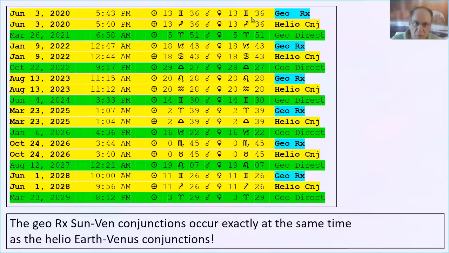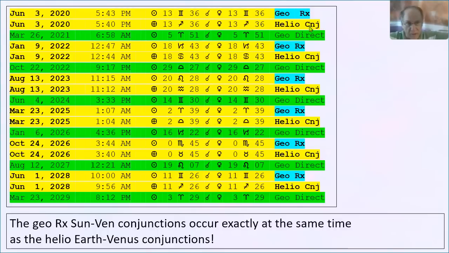And also, the heliocentric conjunctions occur at the same time as the geocentric conjunctions when Venus is retrograde. So I put the retrograde RX there, meaning Venus is retrograde. So on June 3rd, 2020, Sun is conjunct Venus and Venus is retrograde. If you look at a chart and you see Sun conjunct Venus and Venus is retrograde, if you do heliocentric, you're going to see that Earth and Venus are conjunct. Absolutely, you will see that, as I explained earlier.